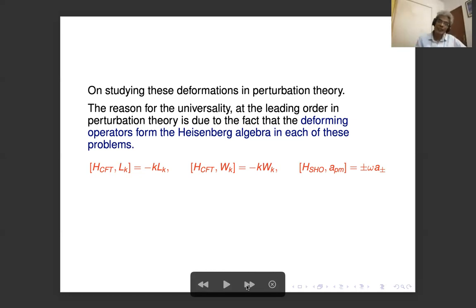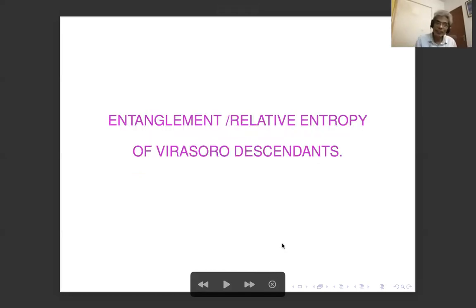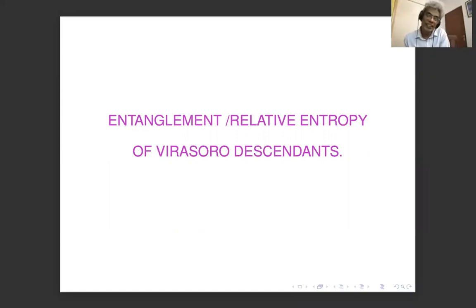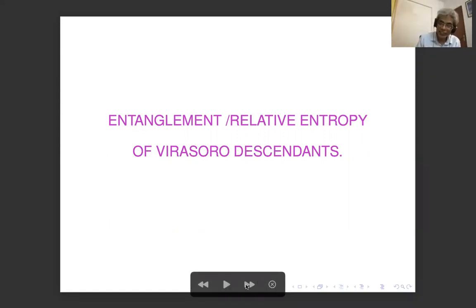So that was the observation. Let's go back to the other class of problems which we started out with, in which we had these excitations, and then we calculated this entanglement entropy and relative entropy using this replica trick. We had these infinite 2n wedges, and we had these 2n correlators. And then let's go to the descendant case, actually. Let's see what is the pattern.